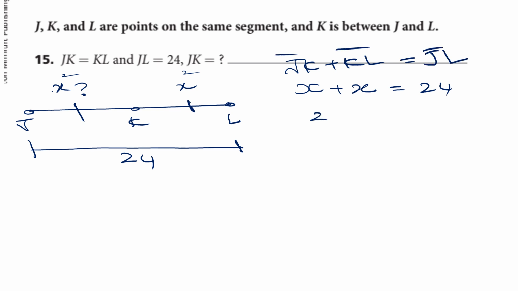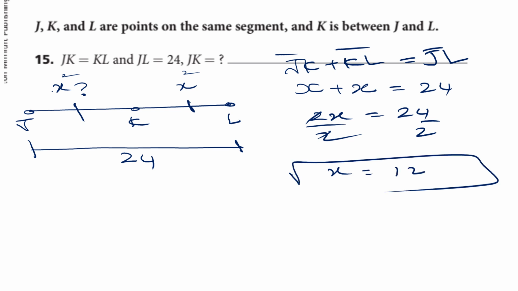X plus X is 2X equals 24. Divide both sides by 2. So X equals 12. Now X is 12. So JK is 12 and KL is also 12.